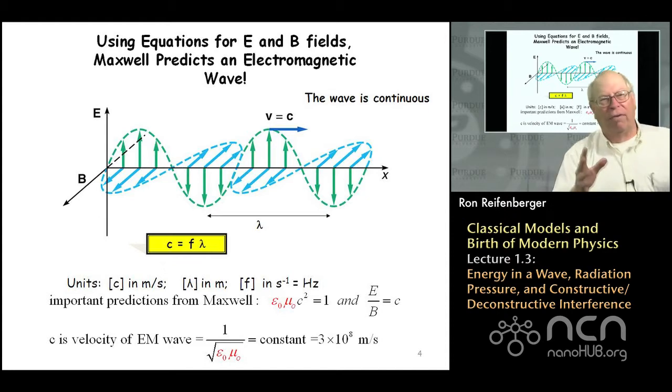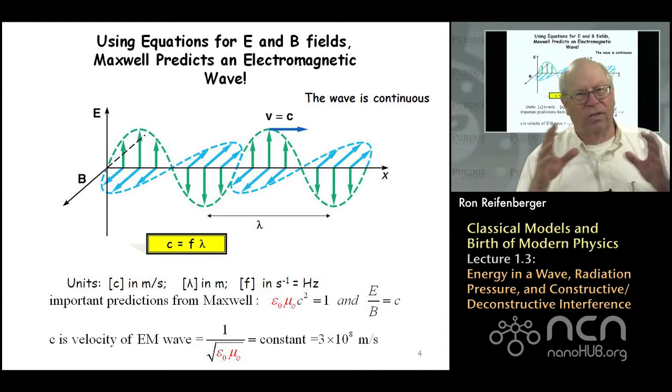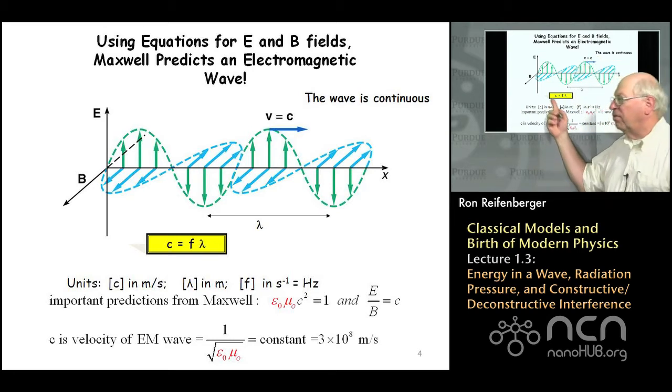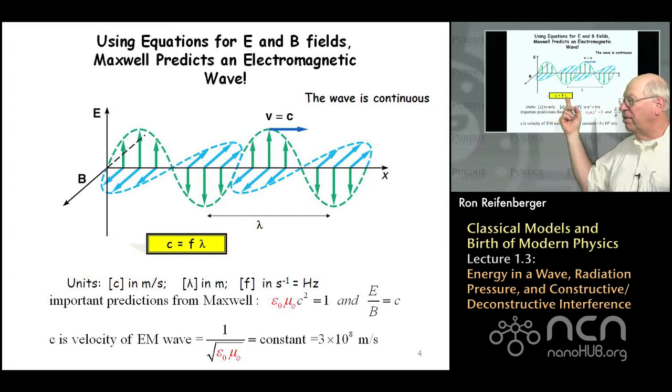Now, because these disturbances of electric and magnetic field obey the wave equation, right? There's a fundamental relationship between the frequency and the wavelength of the wave, and the speed of the wave c.